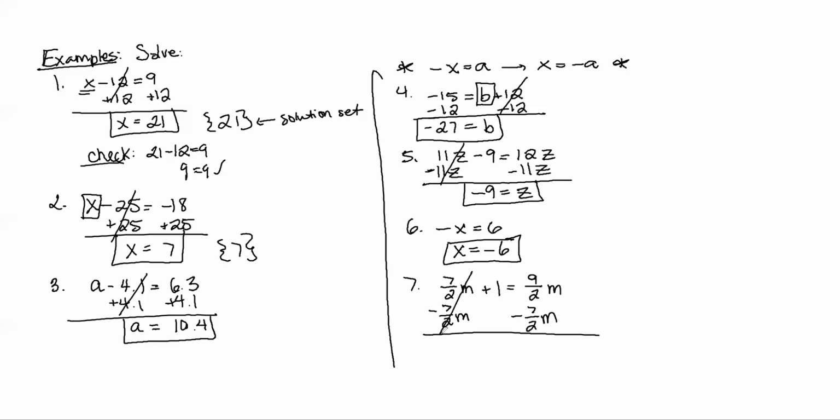These cancel. We're left with a positive 1, so just 1. And then if I take 9 over 2 and subtract 7 over 2, they already gave us common denominators, so 9 minus 7 is 2 over 2, and 2 over 2 is just 1. So we're left with 1m, which is just the same thing as m. So I'm just going to say 1 equals m.